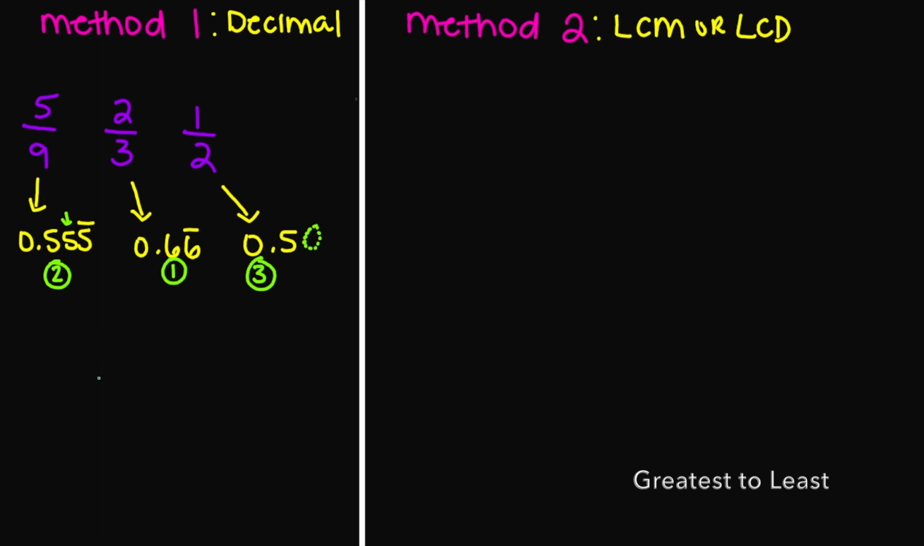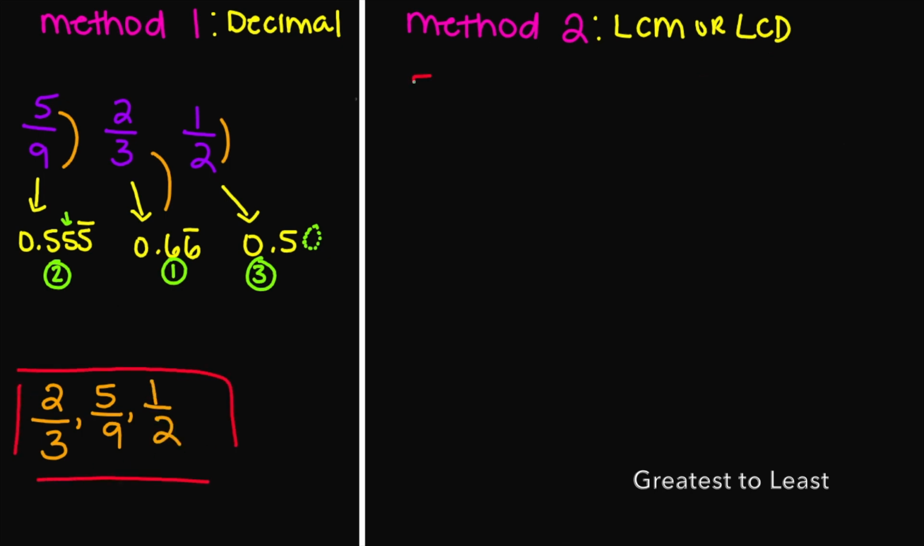So my fractions, I'm going to match them up. So first, we have this fraction here is 2 over 3. This is first. Next, we have our 5 over 9. And then next, we have our 1 over 2. And this is your final answer here. Let's look at method number 2. Let's find the common denominator.